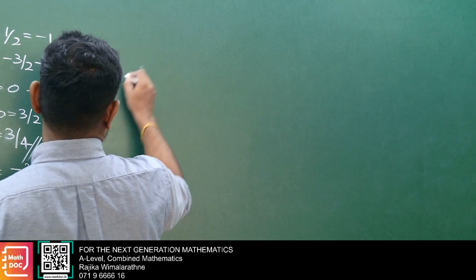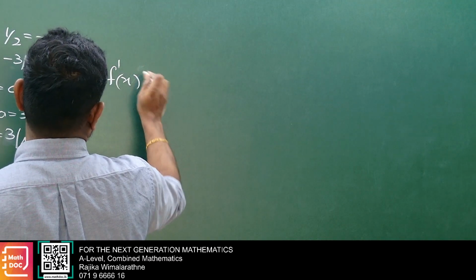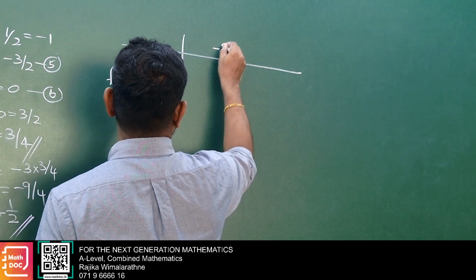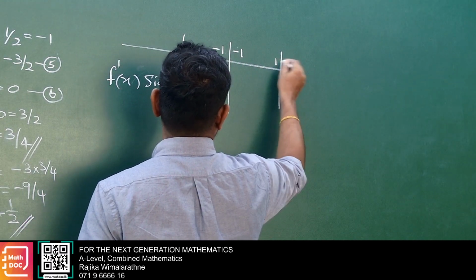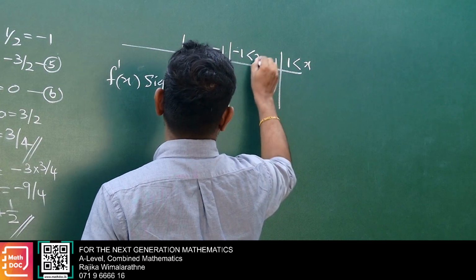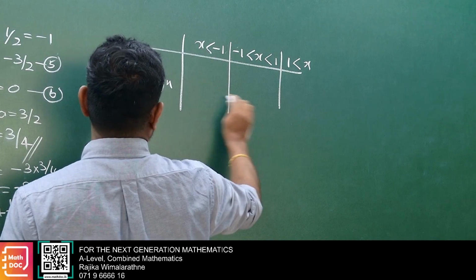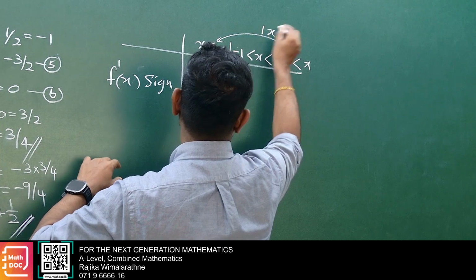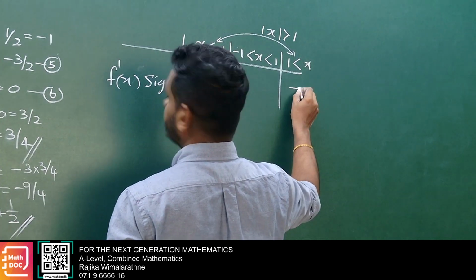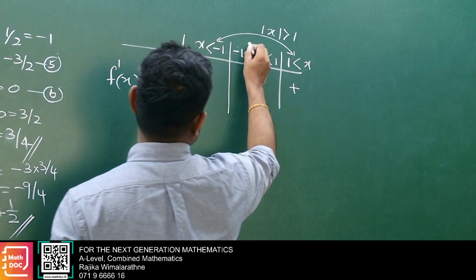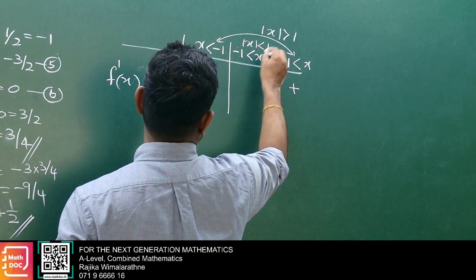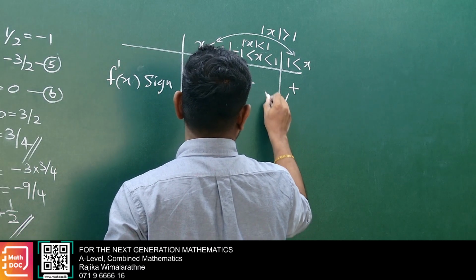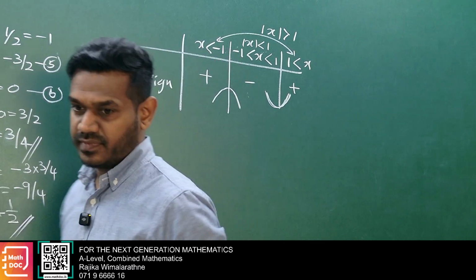So you consider the f dash x sign. Here minus 1 and plus 1, here the regions. Modulus x greater than 1 means here the region, so in that case derivative positive. And here modulus x less than 1 region, this one negative. Then plus to minus maximum, minus to plus minimum. Okay.